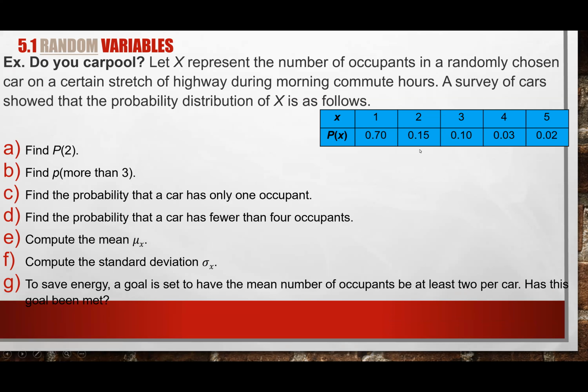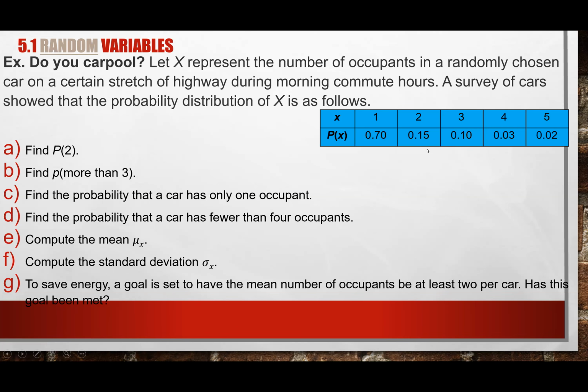But if you look at our data right here, forget about what information is behind this data. We can glance through this and see that none of our probabilities is a negative number, and none of them is bigger than 1. So we can see that this is our probability distribution. And if you add the 0.7, 0.15, 0.1, 0.03, 0.02 together, it's equal to 1, and that is our probability distribution.